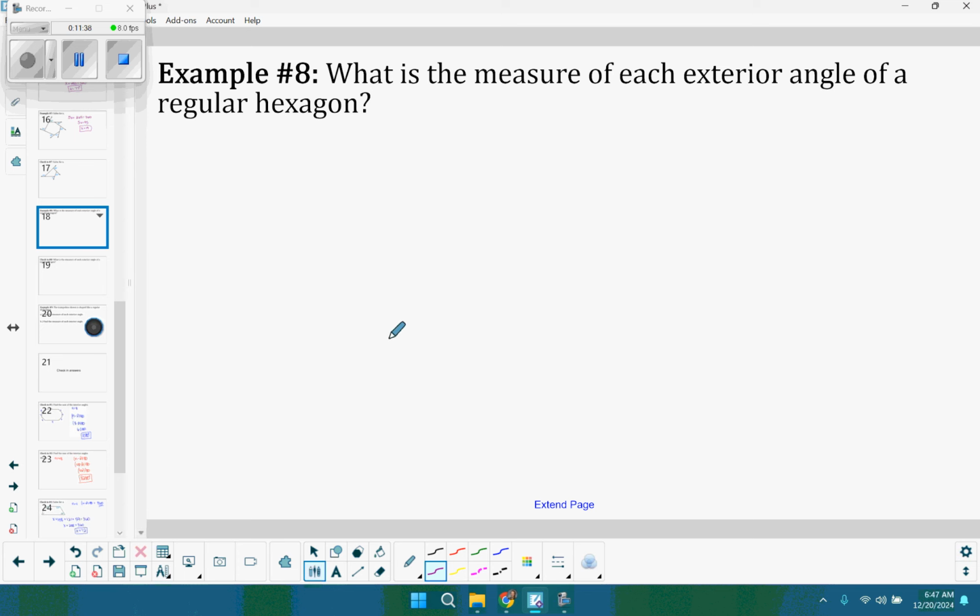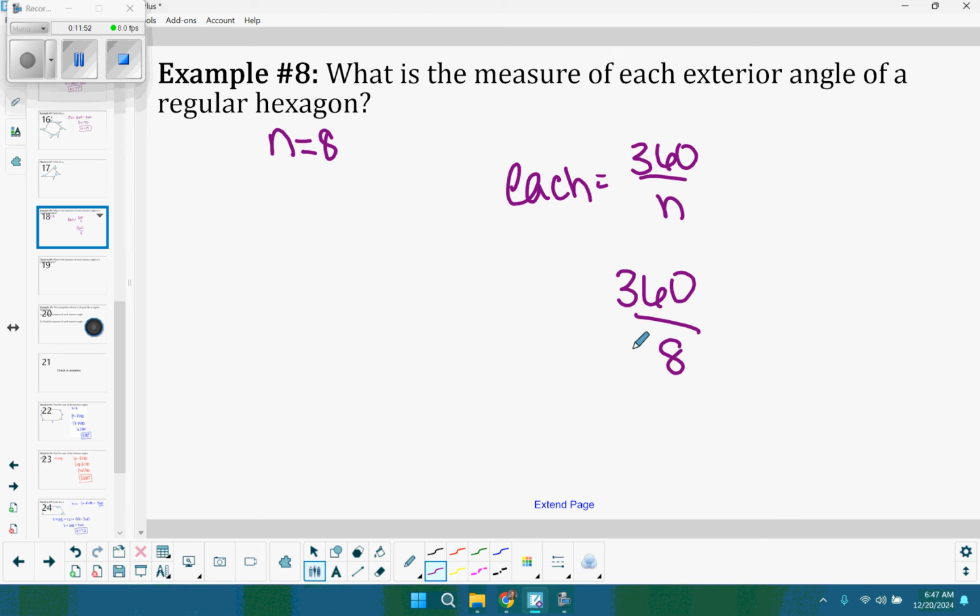For example 8, what is the measure of each exterior angle of a regular octagon? So for an octagon, n is 8, and we learned that each was equal to 360 over n. So we'll do 360 over 8, and we get 45 degrees.